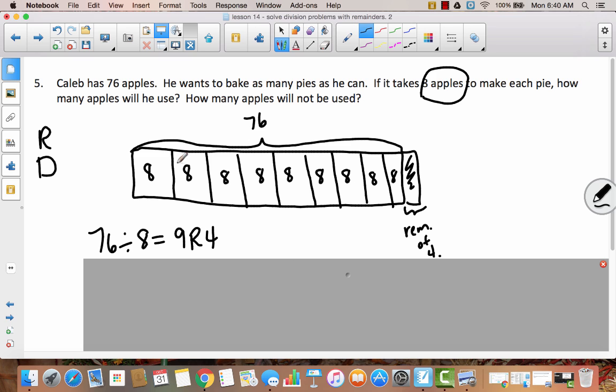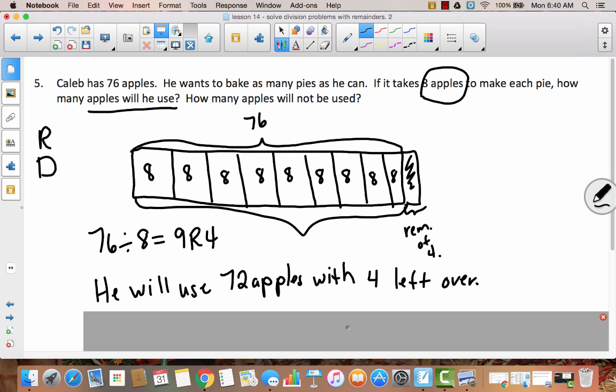It doesn't ask how many pies can she make. It asks how many apples will she use. So this is how many apples she used. She used 9 8s, which is 72 apples. So I put he, it's a he, sorry. He will use 72 apples. How many apples will not be used? So he had 4 left over that were not used.